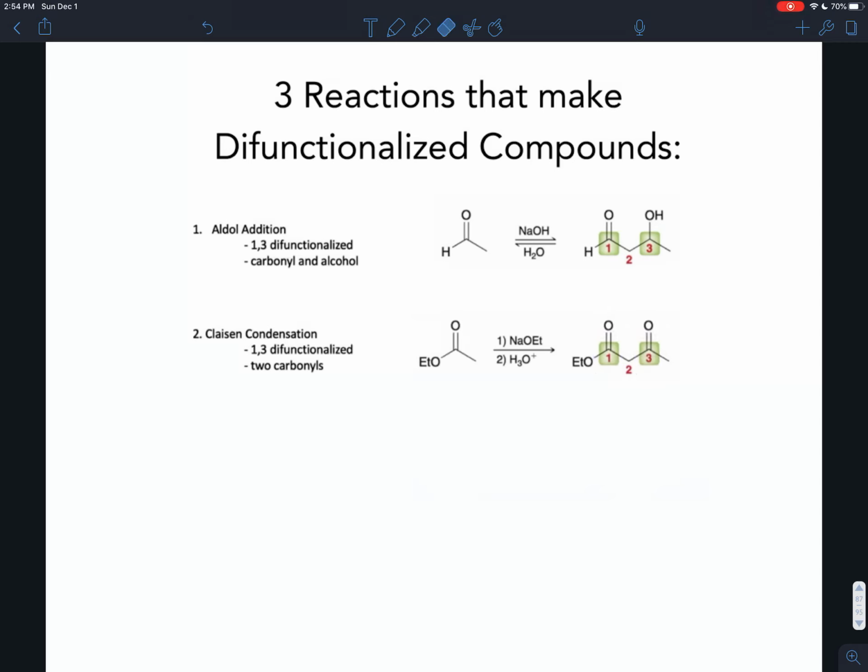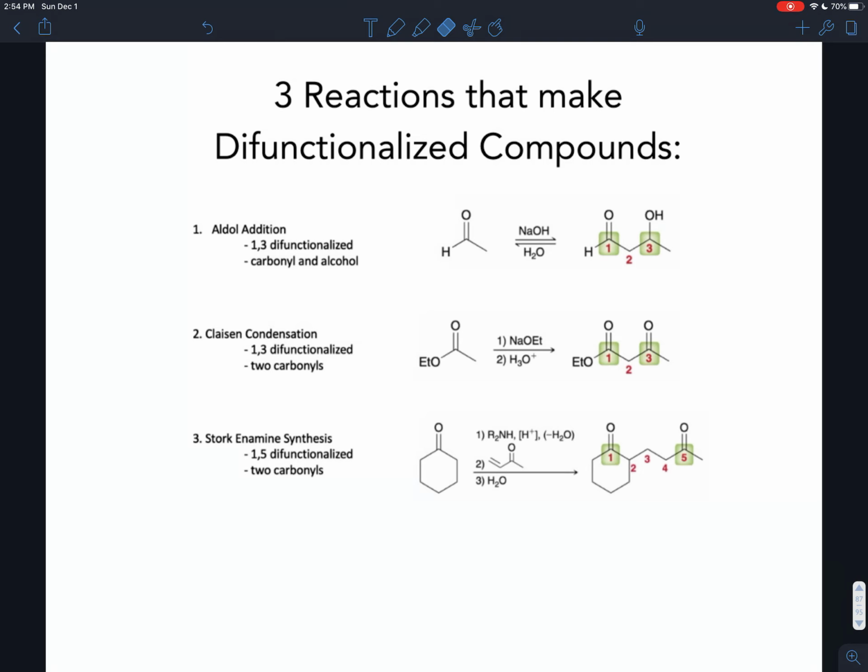And the last way we learned how to make a di-functionalized compound was with the Stork Enamine synthesis. Now, this one was unique because it gave us two functional groups that were 1,5 to each other. So if you start numbering at 1 and walk your way to the other, you'd have them on carbons number 1 and 5. And they're both carbonyls. So this little table here, you might copy it down for your notes. It'll be useful to refer to as we go through these exercises.